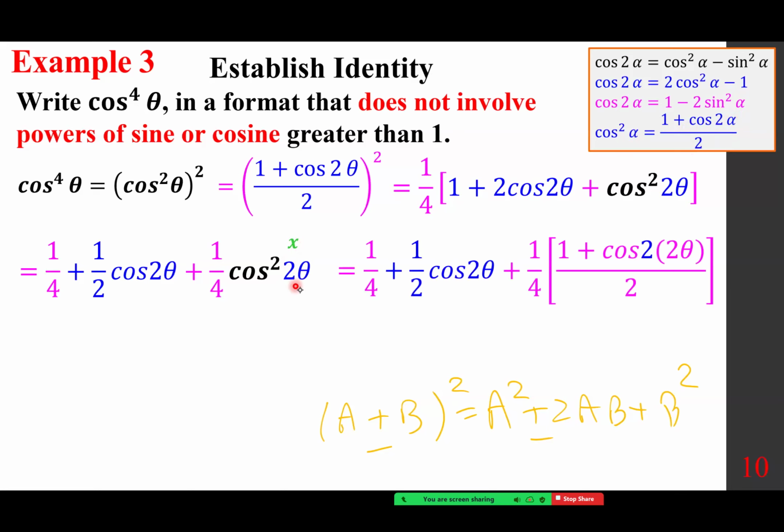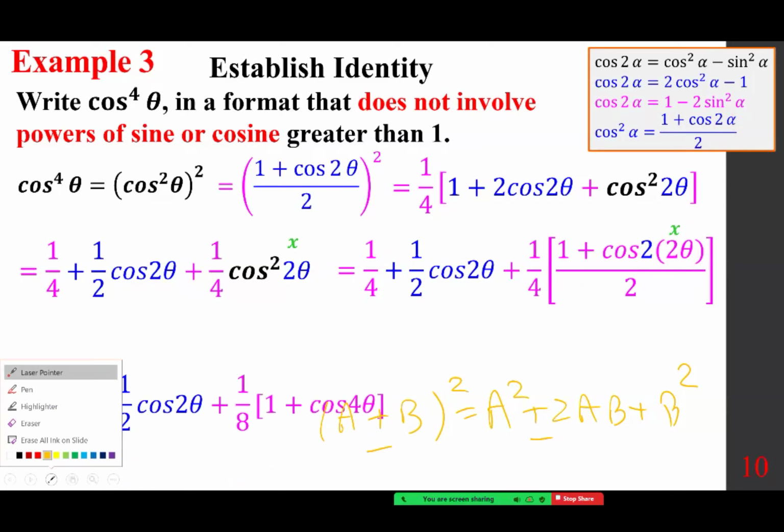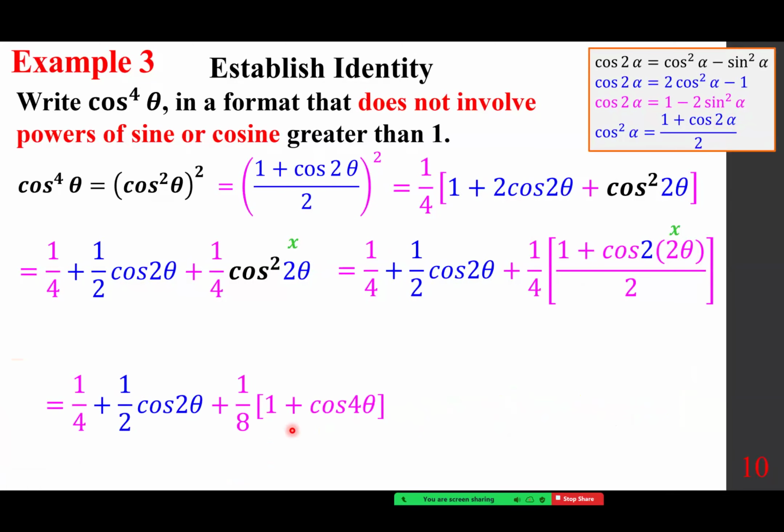And so we're going to do this again. We are going to say, okay, this is fine, 1/4 and 1/2, that makes it 1/8. 1/8 of 1 plus cosine of 4 theta. Again, this is the x we were talking about. Now we have 2 of those, 2x. This is the 2 we are referring to. All right, let me erase mine so we can see that. So this is 1/8, and this is 1/8 cosine of 4 theta.